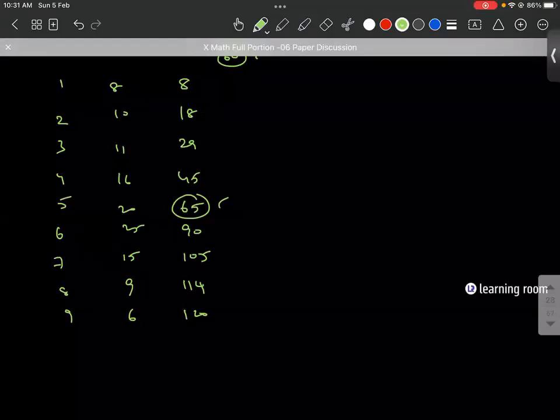Okay. Then what did you do? So I took 5 as the median. Yes. So the value of x corresponding to it is 5.